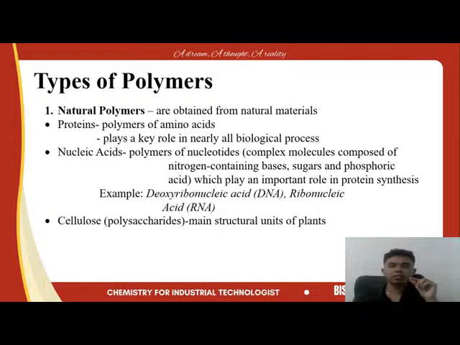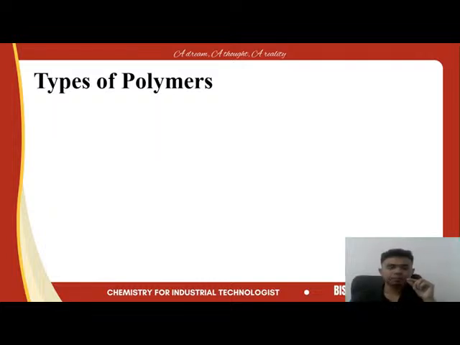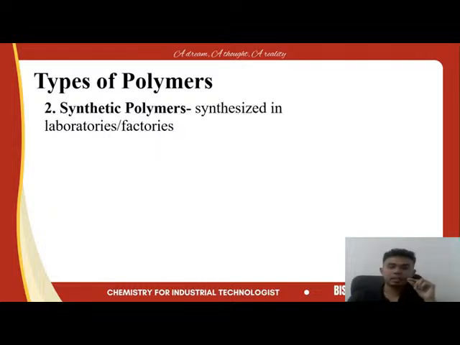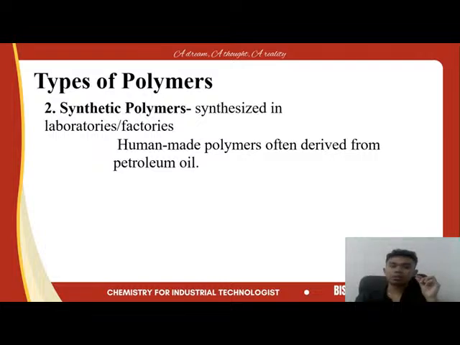Next to natural polymers are the synthetic polymers. From the word itself, synthetic means it is created. It is made by humans. Synthetic polymers are synthesized in laboratories or factories. Human-made polymers often derive from petroleum oil. Mostly, it comes from petroleum oil.